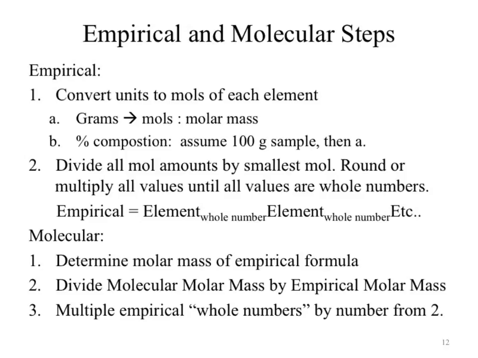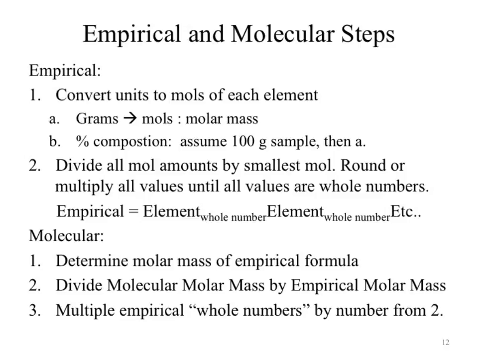88 grams are hydrogen. So for the percent composition, just assume 100 grams and figure it all out as far as your numbers go. Once you've got the mole amounts, divide your mole amounts by the smallest mole. Now you can round or multiply values by fractions to scale it up higher. Under most circumstances, when you divide by the smallest mole value, you will end up with whole numbers through the whole thing. Your empirical formula is then element, whole number, element, whole number, all the way through.